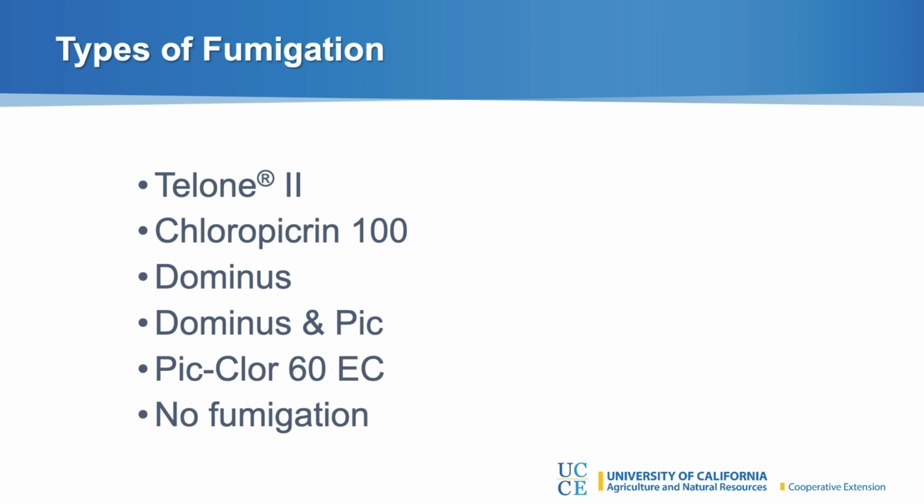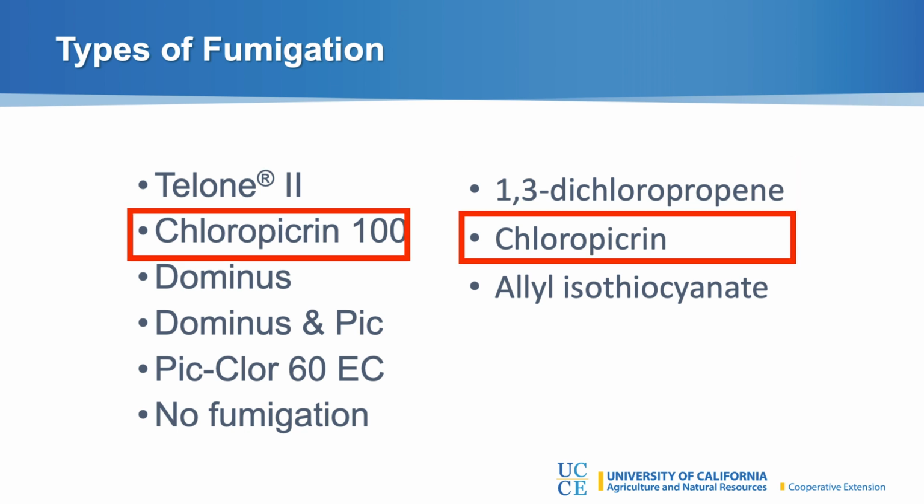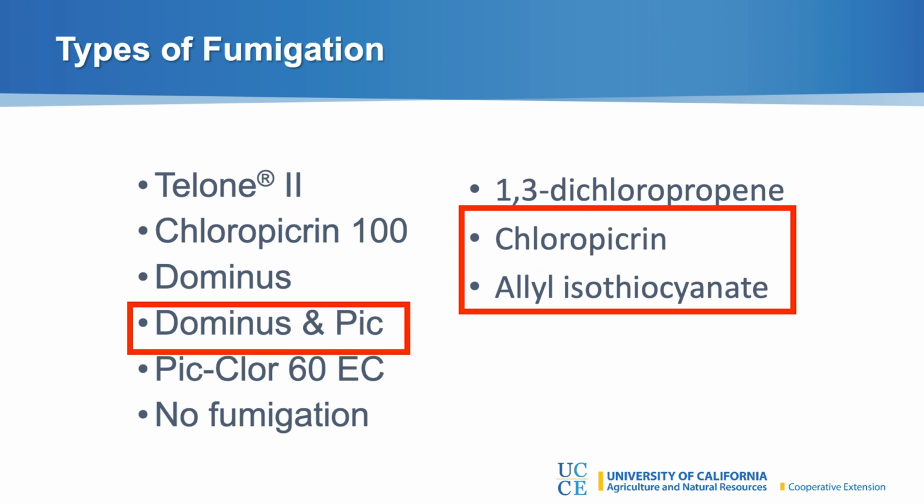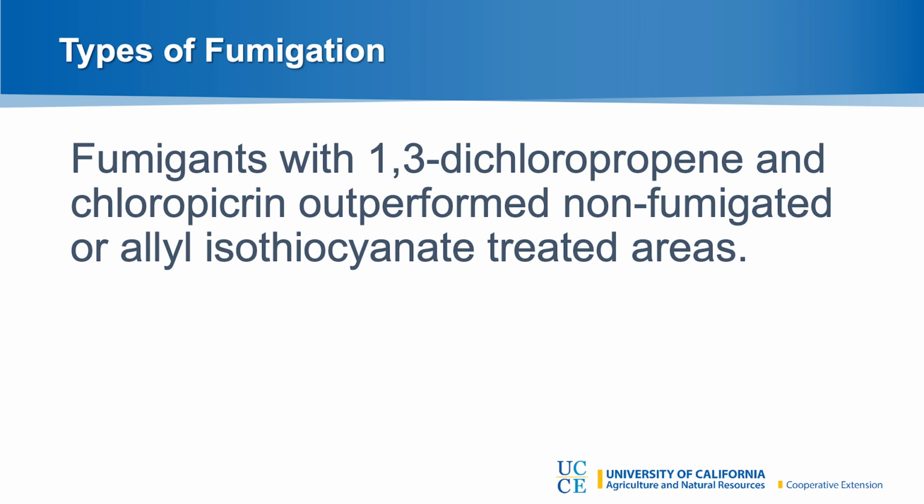So even though there are multiple products, what you're really talking about are 3 different active ingredients. So Telone is 1,3-D, chloropicrin is chloropicrin. I think Dominus is some combination of that. I don't really think Dominus may be a viable option in almonds. Generally speaking, when you're talking about ring nematodes around here, because this is where I work, 1,3-D and some version of chloropicrin outperformed not fumigating or the abiotic, just generally speaking.